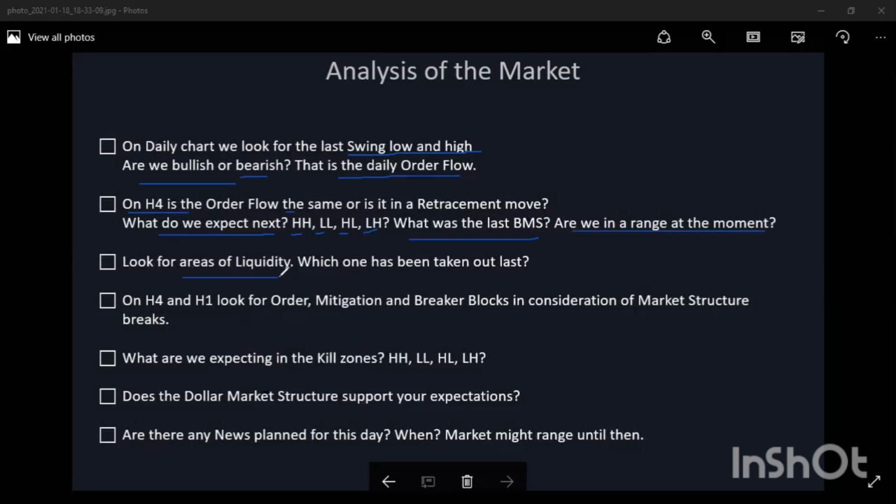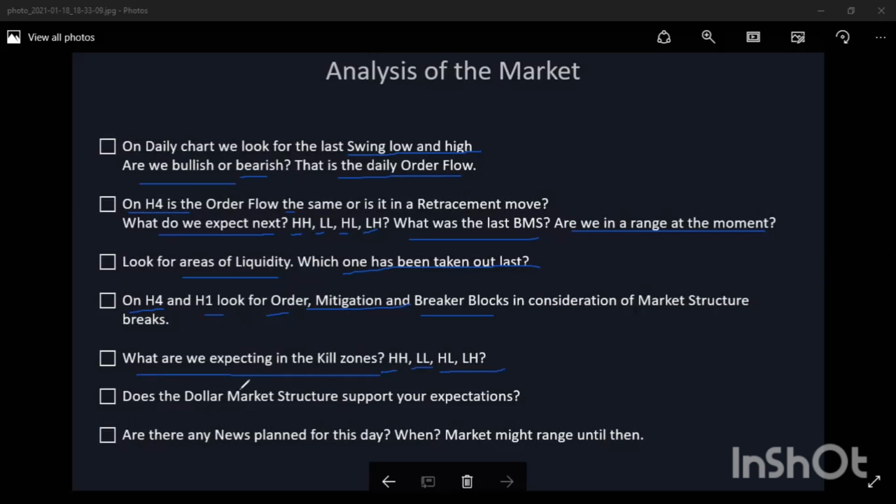Then look for areas of liquidity. Which one was taken out last? That's another key here. Which one was taken out last? If they took out buy side and we are bearish, then they're going for the sell side. Also on 4 hour, 1 hour, look for order blocks, mitigation, breakers, just like I explained in the previous photo. What are you expecting in the Q zones? Are you expecting a higher high, lower low, higher low, lower high?